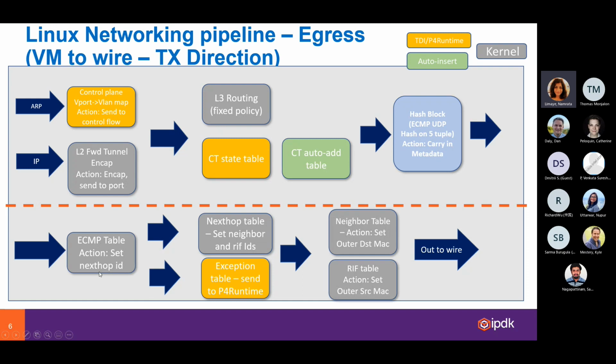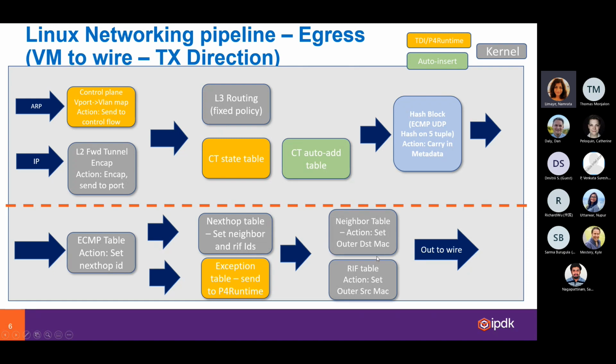So from here, we move on to the ECMP table. Either your next hop can be determined directly by your L3 routing table, if you have no ECMP, or if there is ECMP, this hash block will be used to determine what the next hop ID is. So this is where you go and hit your next hop table. These tables are designed in an efficient way to offload all these routing tables from your kernel to your P4 target. This next hop table will set the neighbor and the RIF IDs, the routing interface IDs.